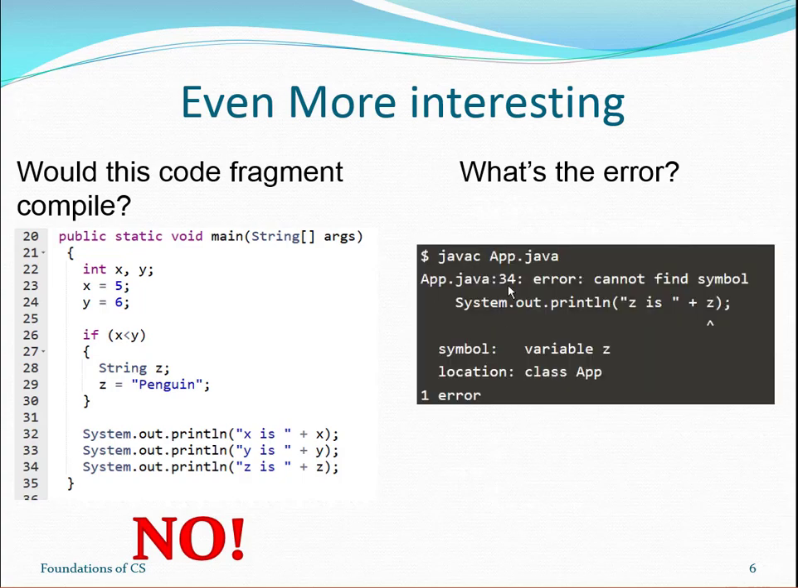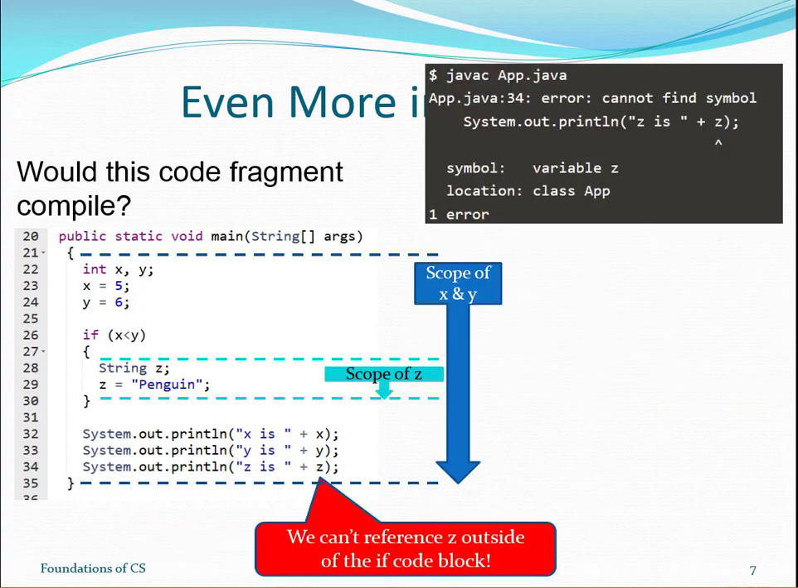The error message that we get is we can't find the symbol Z, right? It says on line 34, and look at that, I left the line numbers on here so you could see, variable Z is undeclared. And why is that? Well, it's because Z is not in scope, right? Z was only in scope from the time it was declared until the time we left the if. And by the time we got here, we're talking about Z, but it's long gone, right?